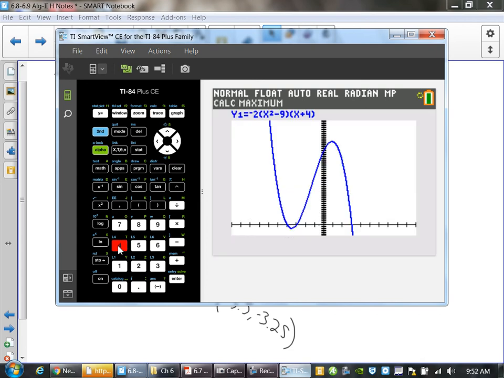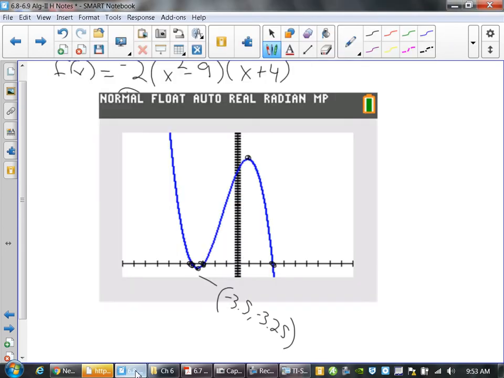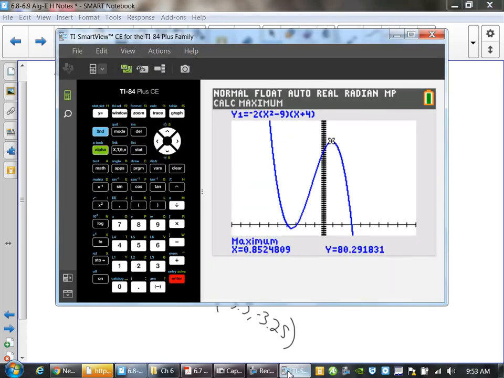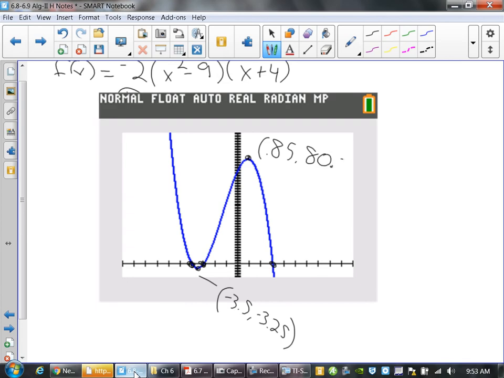And then our maximum. Why do we need the minimum and maximum? Because that's what I'm asking you to find, the relative minimum and relative maximum. You're just using the calculator. And what do we get? 0.85 and 80.29. Well, you have to get both.